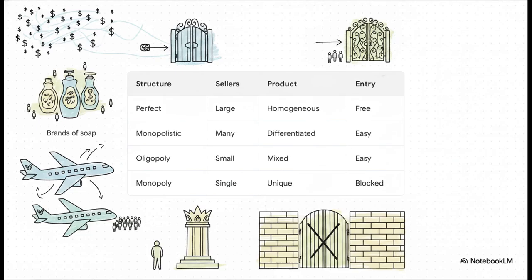Now, perfect competition is kind of the absolute ideal. You have huge numbers of buyers and sellers, an identical product, and absolutely anyone can freely enter the market. But in the real world, we almost always see imperfect competition. Take monopolistic competition. That involves many sellers, but they have slightly differentiated products. Think of the different brands of soap at the store. Then there's an oligopoly, which has just a few massive sellers who heavily influence each other, like major commercial airlines. And finally, the monopoly. This is an arena with only one single seller, a totally unique product, and completely blocked entry for literally anyone else.